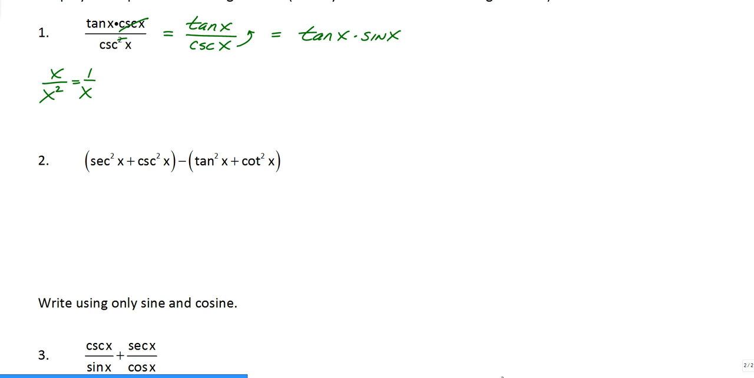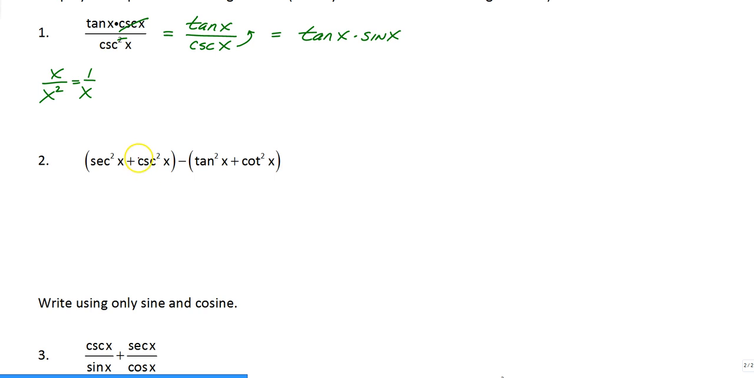Here's another one. Now this question, and I will tell you that there are going to be many questions that can be done in multiple ways. So there's a couple of different ways you can do this one. I'm going to do the first one that comes to my mind, and it's using Pythagorean identities. You have to use Pythagorean identities of some kind to do this problem.